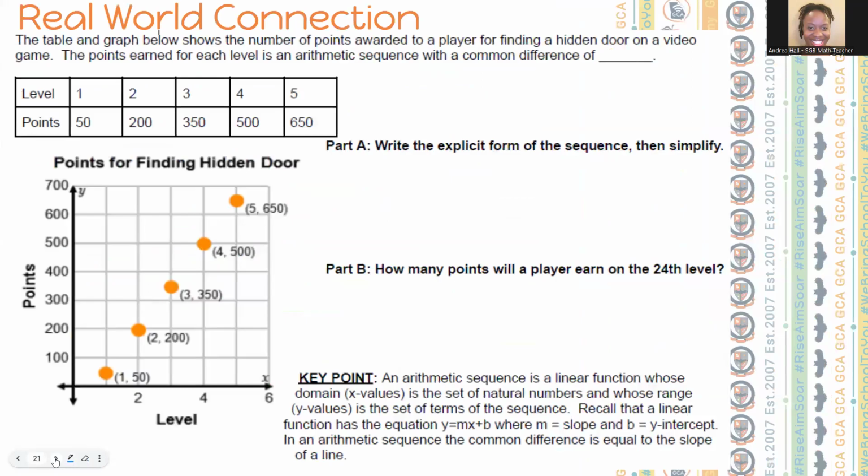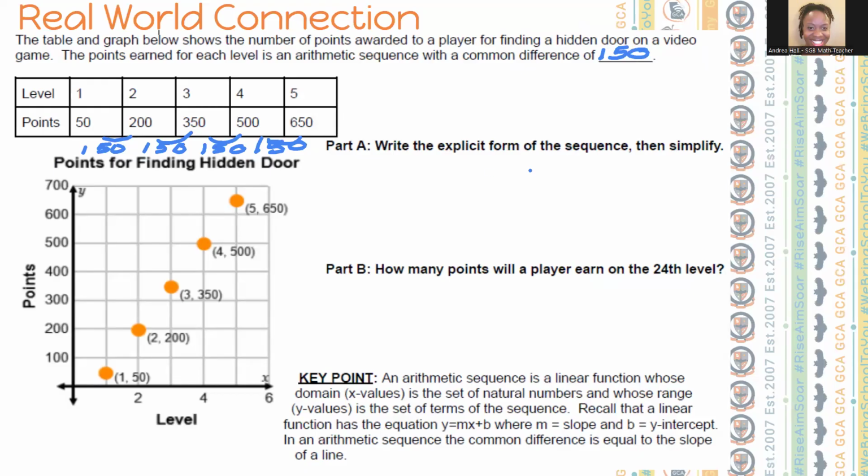And then finally, one more real-world connection. The table and graph below show the number of points awarded to a player for finding a hidden door in a video game. The points earned for each level is an arithmetic sequence with a common difference of blank. So look at it. 650 minus 500 is 150. 500 minus 350 is 150. 350 minus 200 is 150. 200 minus 50 is 150. All right, so common difference of 150.